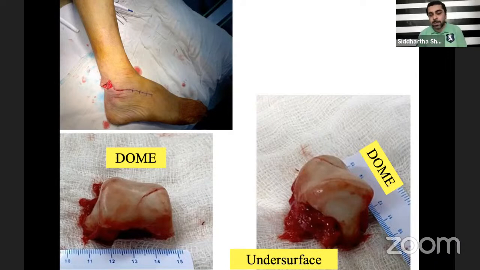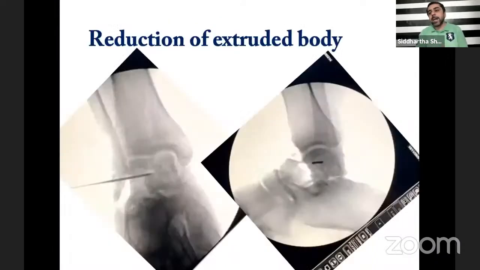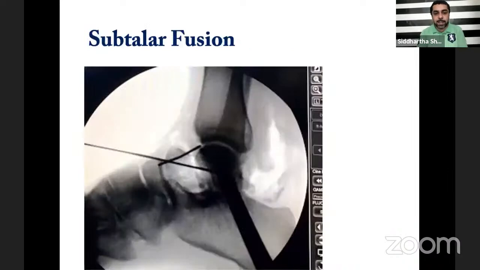He is a smoker. So in this case, I decided to put back the talar body nonetheless. And this was done by using a pin through the calcaneus, creating some space and then putting in the talar body with the help of a joystick. But in this case, because there was extensive subtalar comminution, the articular surface of the talus was severely comminuted. So I prepared the subtalar joint and did a primary subtalar fusion.